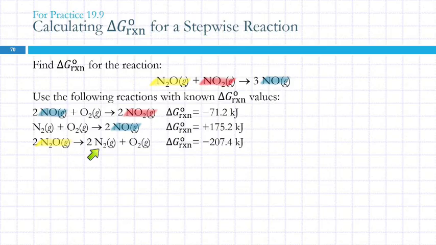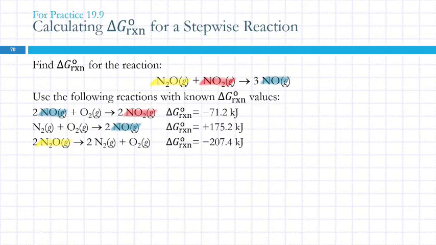When you're identifying these things, each of the reactants and products should show up at least once in those stepwise reactions, and each stepwise reaction should have one of those things in it. So now what we have to do is we have to figure out how can we add these three things together to get that.